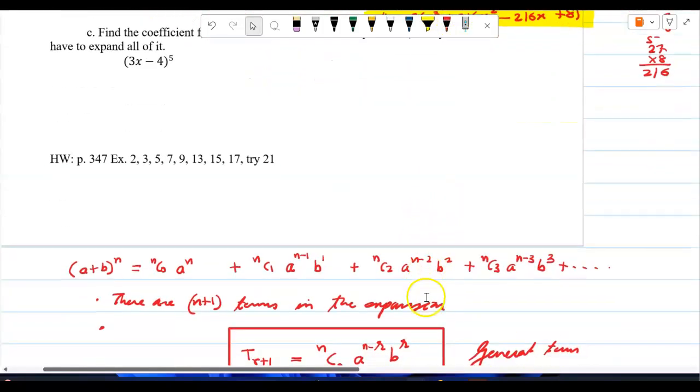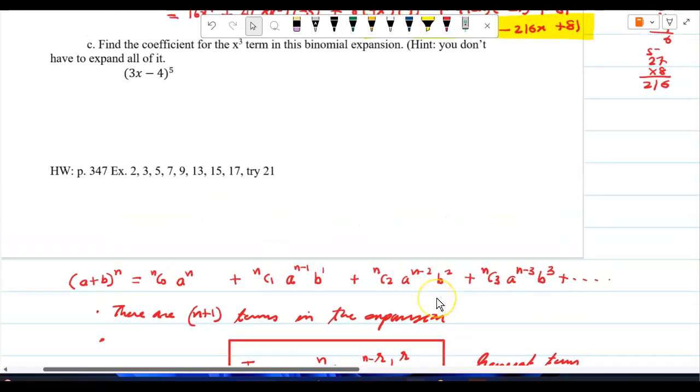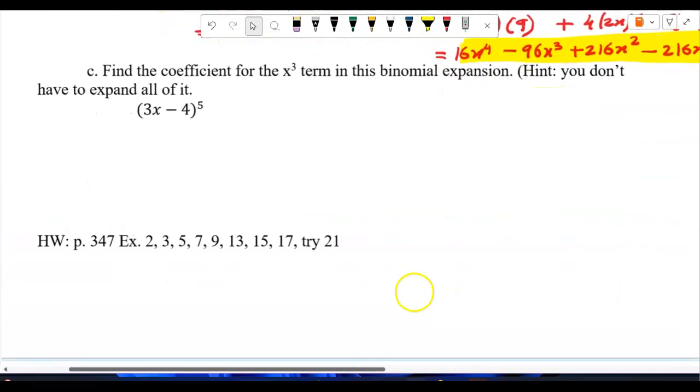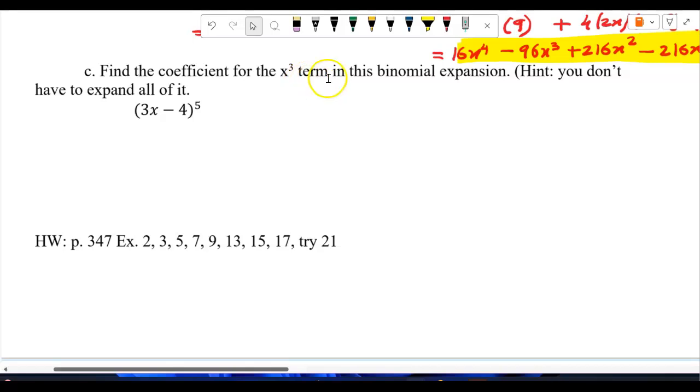Now this is going to come in your test, 100%. Find the coefficient of x cubed in the binomial expansion. What's my a? 3x. What's b? Minus 4. What is n? n is 5. Now listen, I'll write a formula, nCr, learn this formula: a raised to n minus r, b raised to r.